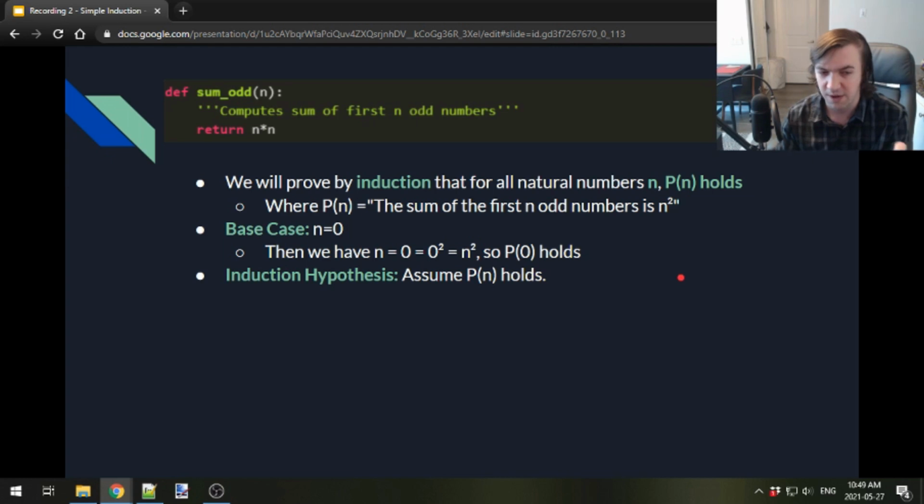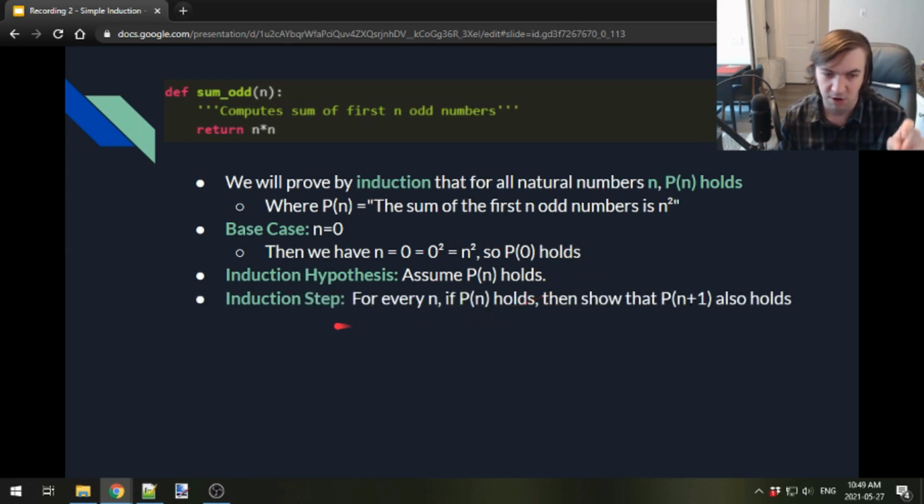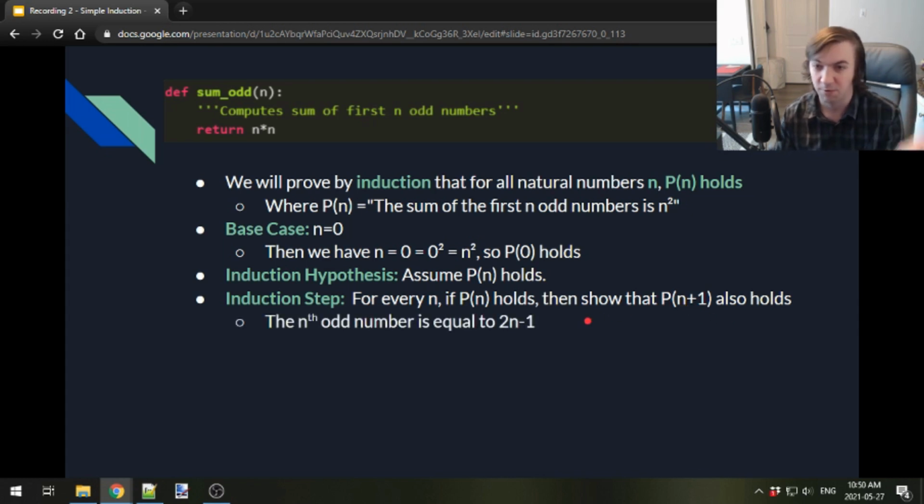So our inductive hypothesis is to assume that p of n holds for numbers greater than or equal to 0, right? Now, our inductive step is to say that if it holds for some arbitrary n that happens to be greater or equal to 0, then it must hold for p of n plus 1. So, how do we break this down?